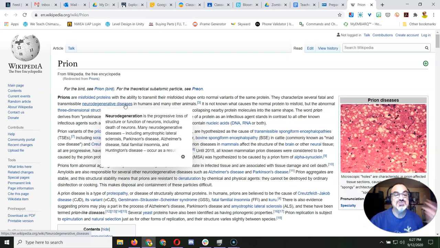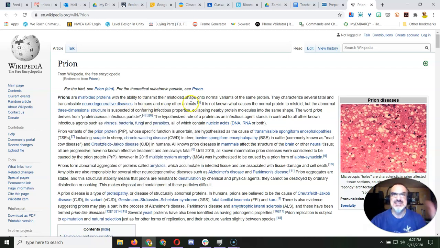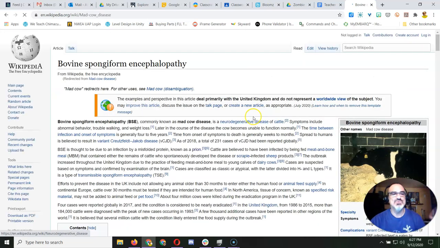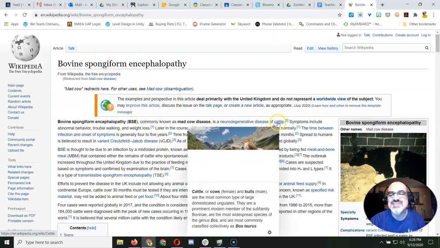So some neurodegenerative diseases include amyotrophic lateral sclerosis, Parkinson's disease, Alzheimer's, fatal familial insomnia, and Huntington's disease. I don't want a brain disease. I like my brain a lot. So that's what prions are, and those are the diseases they cause. Now, mad cow disease was a thing that struck a while back. And as it says, it struck cows. Commonly known as mad cow disease, bovine spongiform encephalopathy, or BSE for short, is a neurodegenerative disease of cattle.